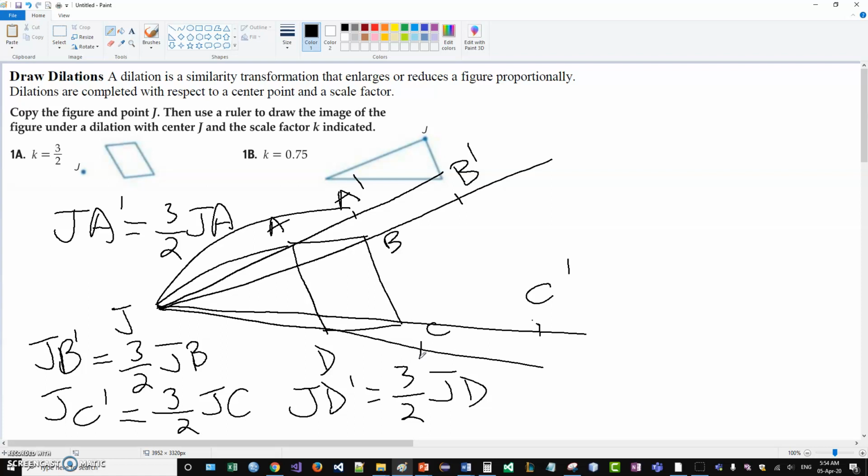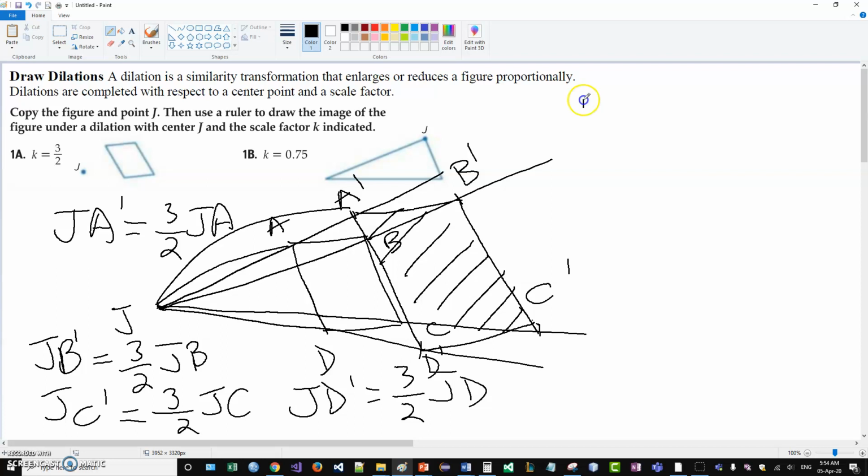Okay, so this will be D prime, and then you connect the new points: A prime, B prime, C prime, and D prime. Okay, something like this. So as we can see, this is the new image. Okay, and it's a stretched image of the old image.